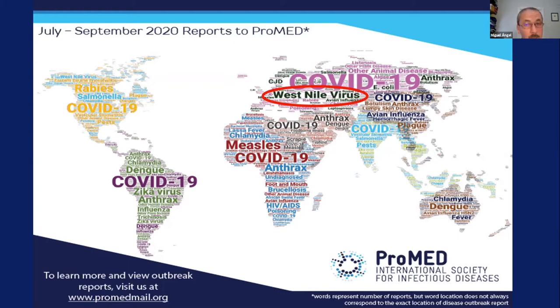This is the virus in which I'm a specialist, because I have been working on it for a long time, and I will take it as an example of how the One Health approach and the animal component are important to understand the disease that it causes, the emergence, and how to prevent the emergence of these diseases.